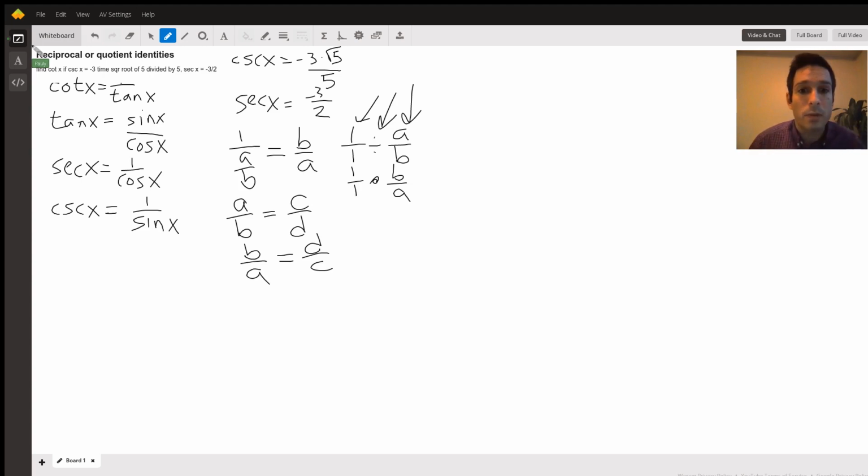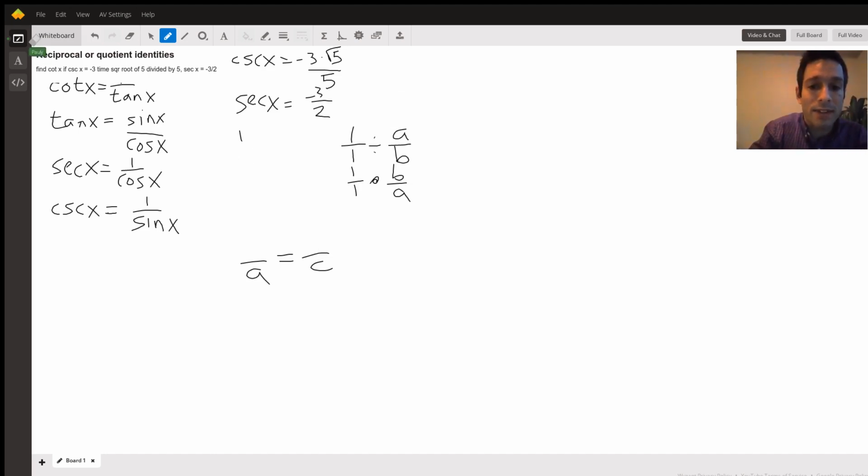I'm going to erase some of those because I need more room, but those are definitely helpful in working with fractions. So let's look at what they gave us and what they want. I wrote some of our reciprocal identities out here. The cotangent is 1 over tangent. Tangent is sine over cosine. Secant is 1 over cosine, and cosecant is 1 over sine.